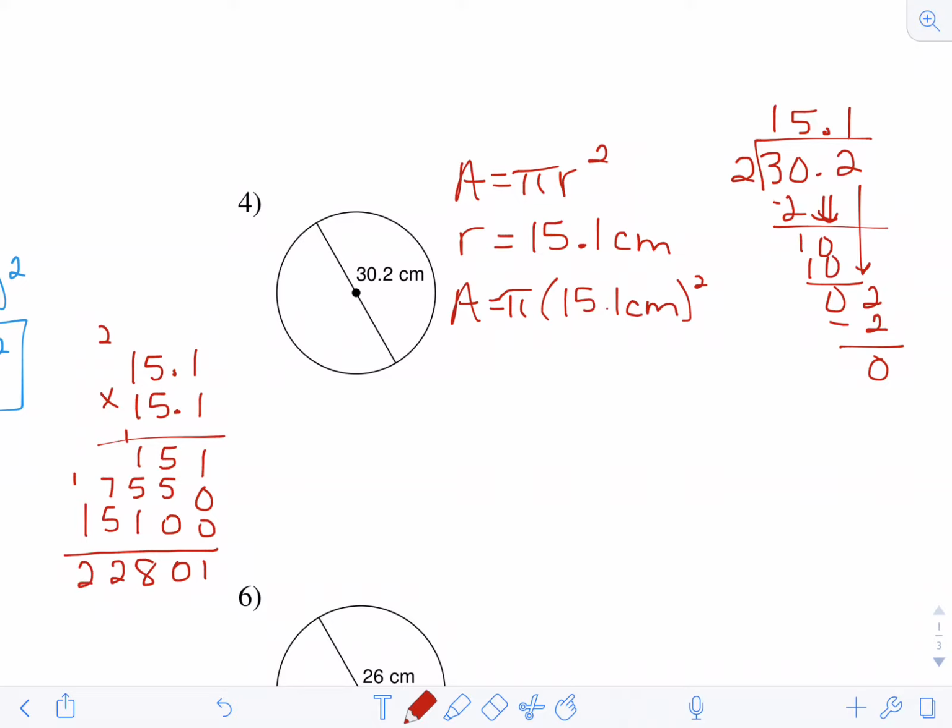I have 2 decimals behind up here. I have 2 numbers behind my decimal, so I need 2 numbers behind my decimal. That's giving me a decimal right here. So my answer for my area is 228.01 pi centimeters squared.